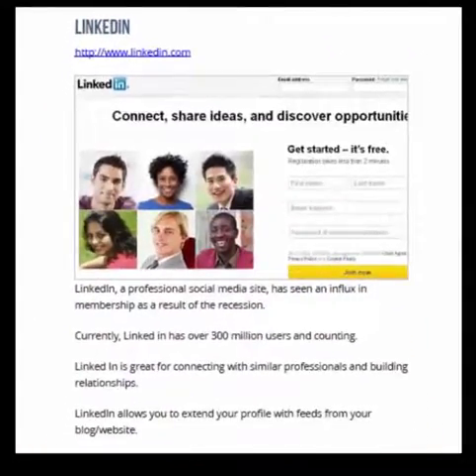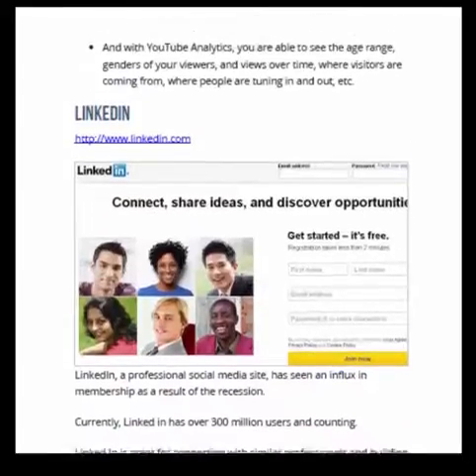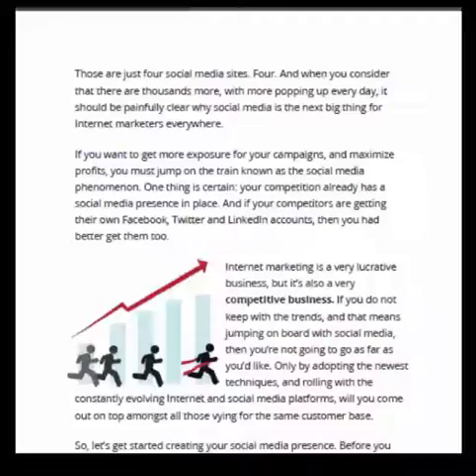LinkedIn, for example. LinkedIn is a professional social media site. It has an influx in membership as a result of the recession. Currently, LinkedIn has over 300 million users and counting. LinkedIn is great for connecting with similar professionals and building relationships. LinkedIn allows you to extend your profile with feeds from your blog or website. Those are just 4 social media sites.